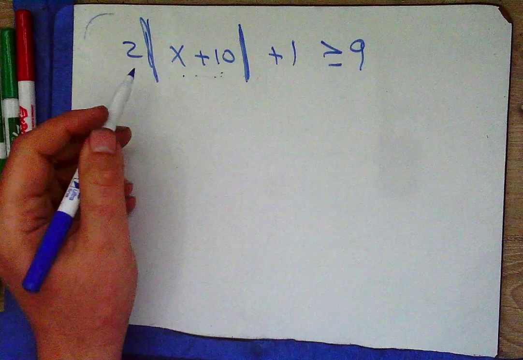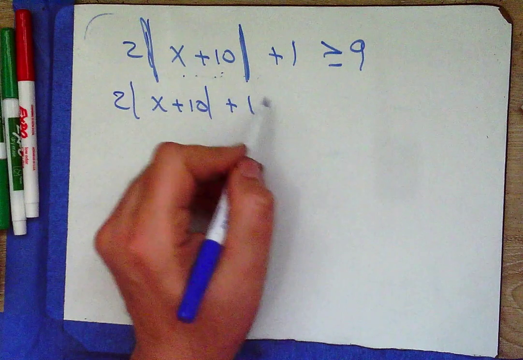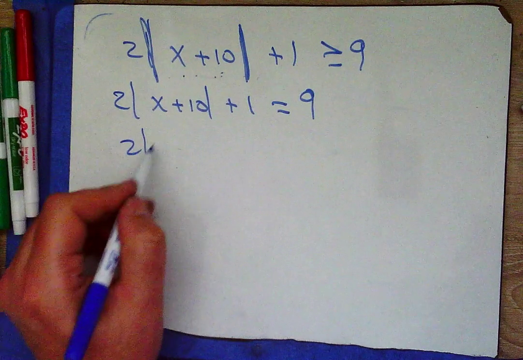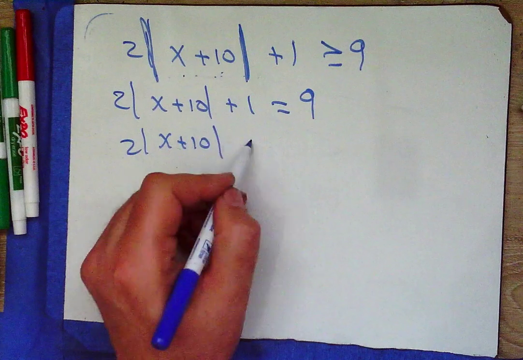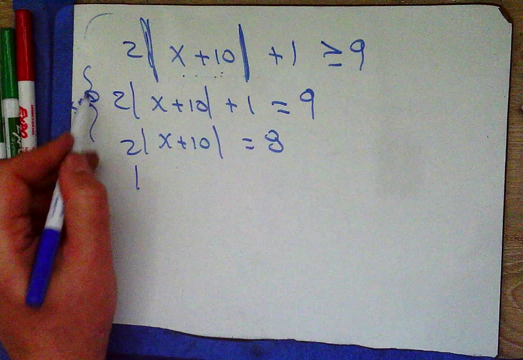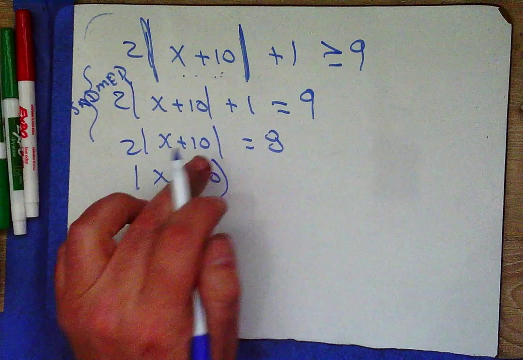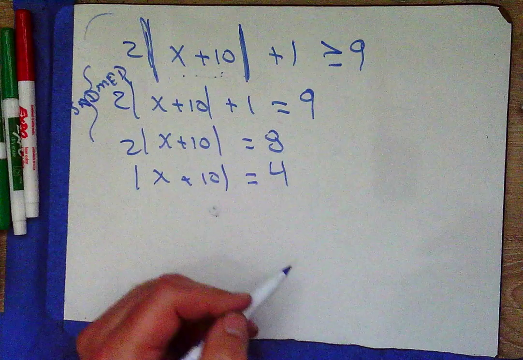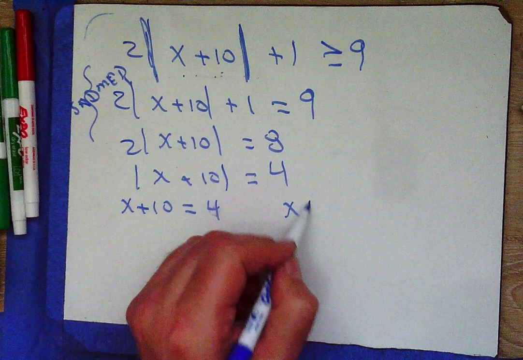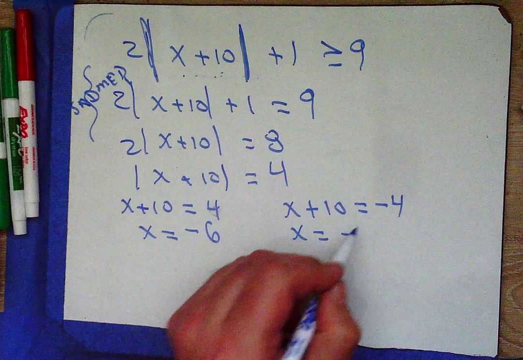Hey, welcome back. So I'm going to start, so I don't forget, I'm building long-term brain memory here by turning this into an equal sign. Now I have to isolate the absolute value, so I'm going to subtract 1 from both sides. Now I need to divide by 2, because all of this is a segment when I'm solving. So I'm going to have absolute x plus 10 equals 4. Now I can write the positive and negative components. I got x plus 10 equals 4. I got x plus 10 equals negative 4. I get x equals negative 6. I get x equals negative 14.